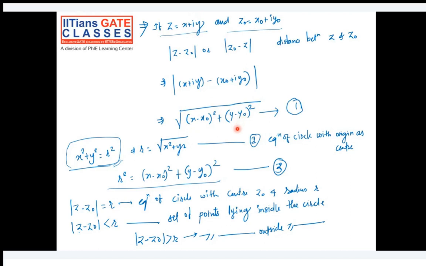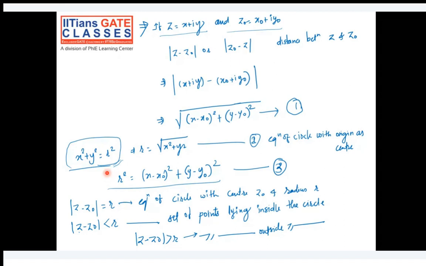Suppose that z0 point is the origin. What will happen? x0 will become 0, y0 will also become 0. So it is under root of x square plus y square, correct? So r is the radius of that circle, right? And so that will be equal to under root of x square plus y square. And if you square both the sides, it will become x square plus y square equal to r square. And what is this? This is the equation of a circle with origin. And that is what we have considered, that x0 and y0 is 0, 0 because z0 point is at origin.